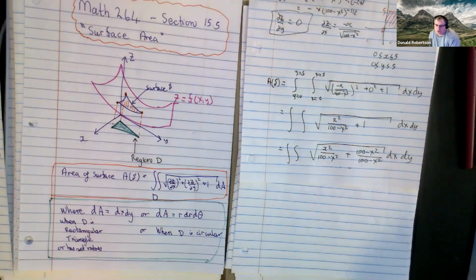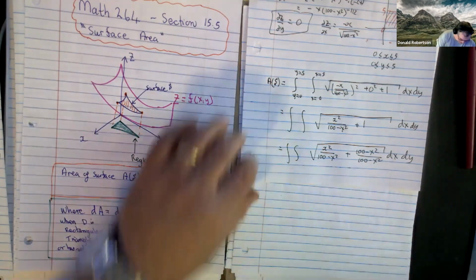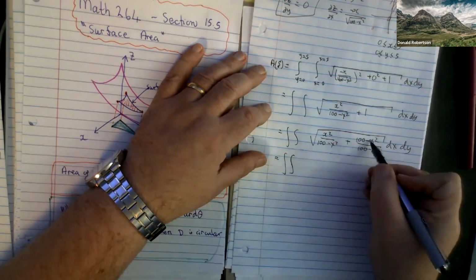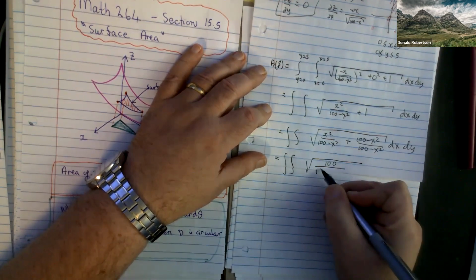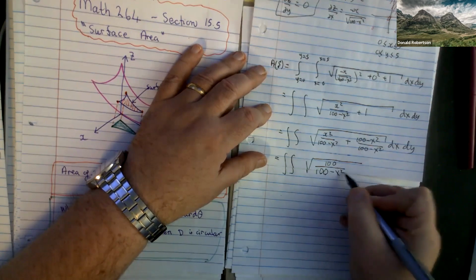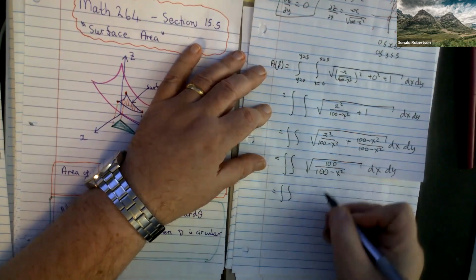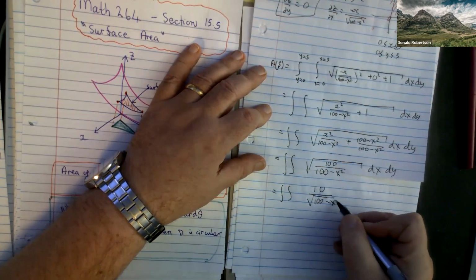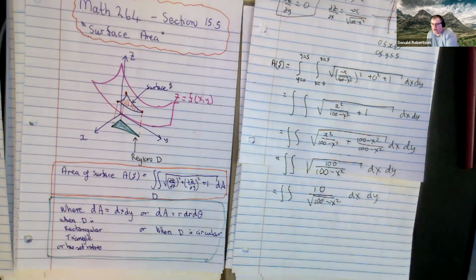Are you okay with the number 1 being turned into this fraction so I could add it to that? Now, algebraically, these combine and you now get the square root of 100 all over 100 take away x squared dx dy. The square root of 100 gives you 10 over the square root of 100 take away x squared dx dy. And at that point, it's a standard integral. It's actually a version of the inverse sine.